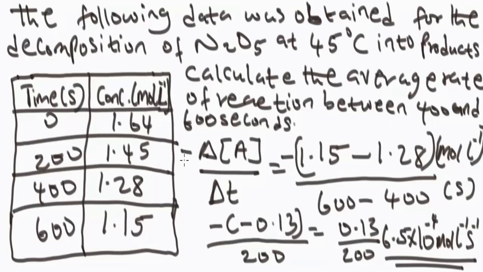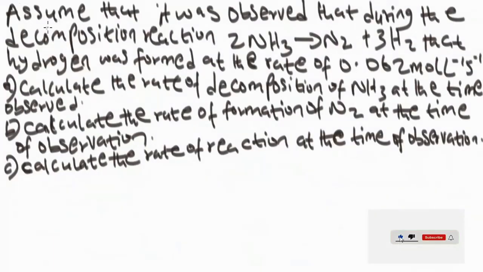Now let's solve a problem on rates of reaction. This time it is not average rate of reaction. Look at this question. It says assume that it was observed that during the decomposition reaction, two moles of ammonia decomposed to give nitrogen gas and 3 moles of hydrogen gas, that hydrogen was formed at the rate of 0.062 mole per length per second. A, calculate the rate of decomposition of ammonia at the time. B, calculate the rate of formation of nitrogen gas at the time. And C, calculate the rate of reaction at the time of observation.